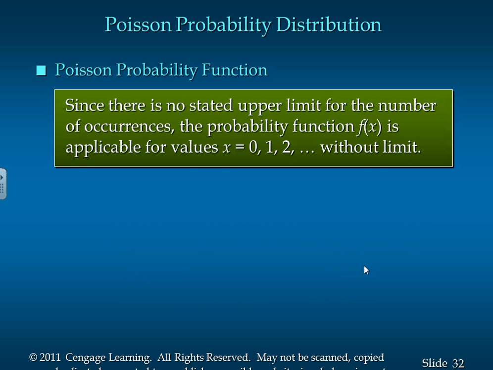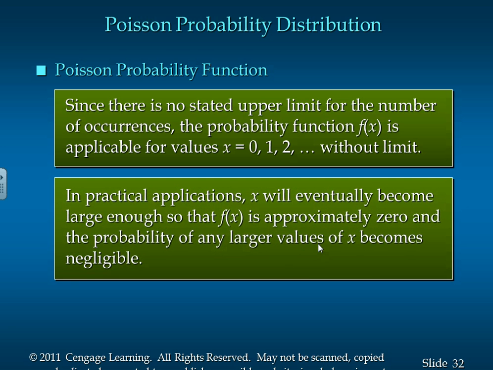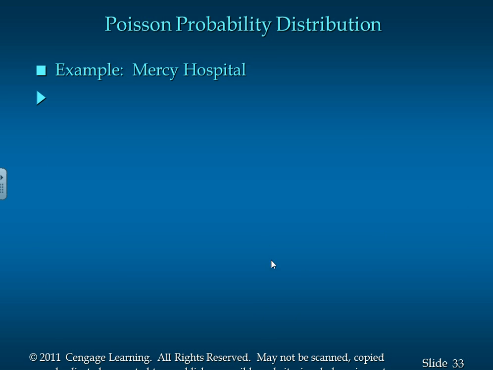And since there's no stated upper limit of the number of occurrences, the probability function f of x is without limit. So it could go very high. In practical applications, x will eventually become large enough so that f of x is approximately 0. So if I go back and look at that thing and say e to the minus x is going to go by.